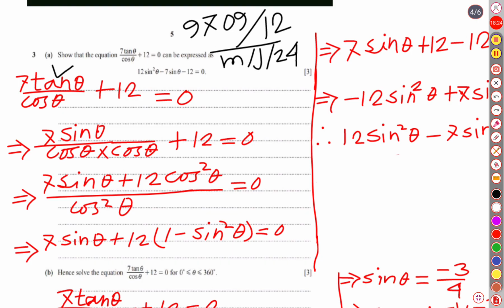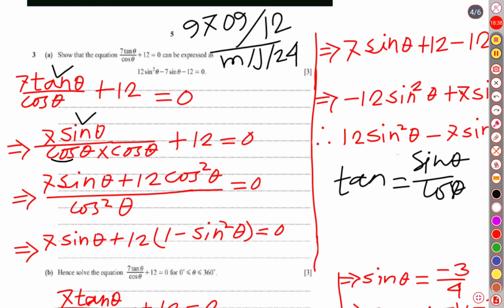So let me show you. Tan is equal to sin theta over cos theta. So we have written just 7 tan theta, and instead of tan theta, we have written sin theta over cos theta. The denominator cos theta is unchanged, plus 12 equal to 0.